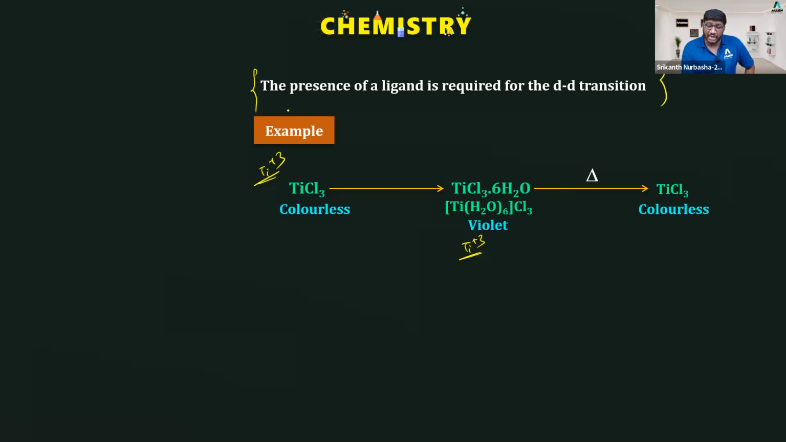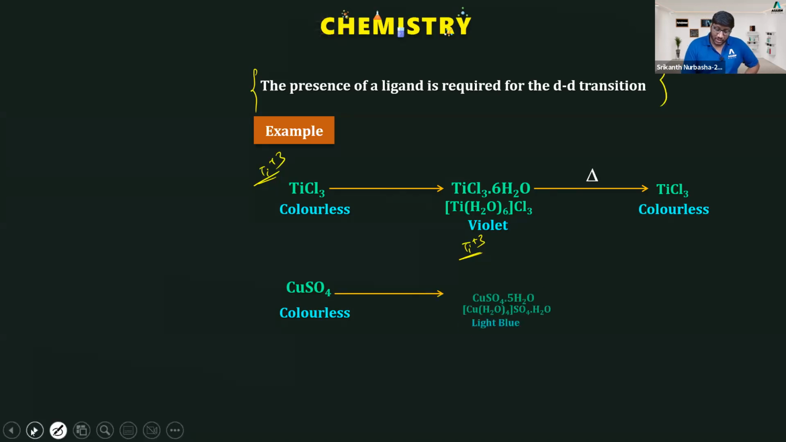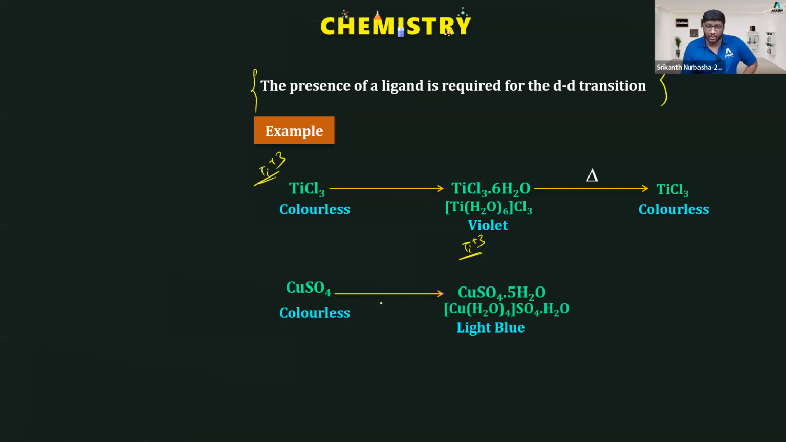So presence of ligand is required for d-d transitions. In the presence of ligands only, you will have complexes. Whenever you have complexes, only then do the d orbitals split. CuSO4 is colorless but hydrated. Whenever you add copper sulfate to water, you get CuSO4.5H2O, which is light blue in color. You have used this light blue color of CuSO4 in your salt analysis experiments as well. Again, if you heat it, you get copper sulfate, which is again colorless. So presence of ligand is required for your d-d transition.